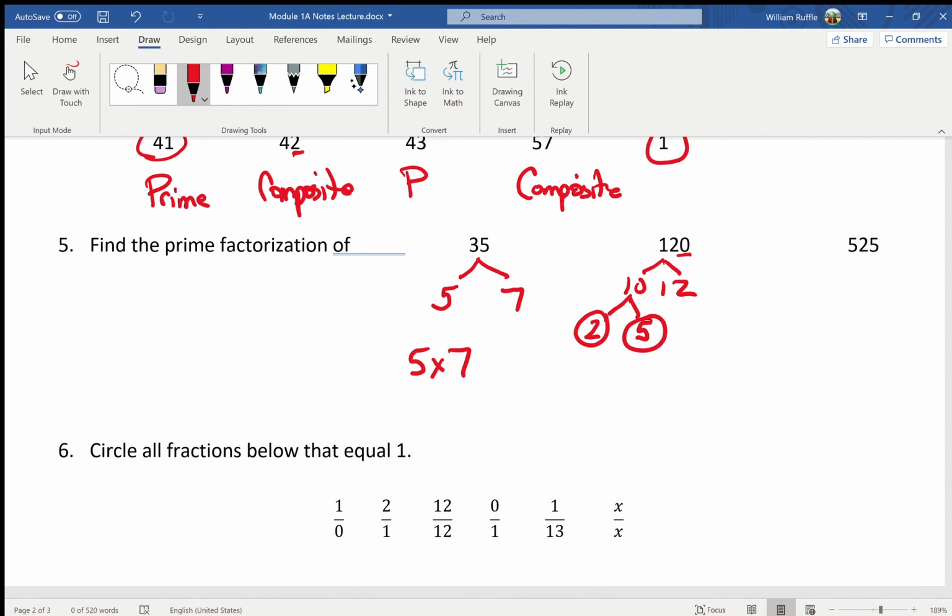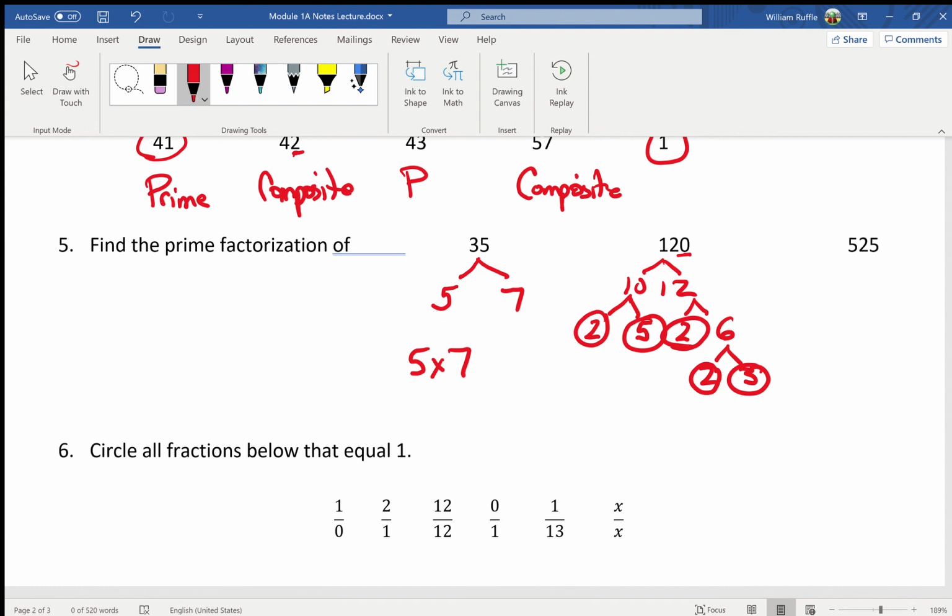Now 12, again, I could do 2 different options. I could do 3 times 4 or 2 times 6. Doesn't matter. Let's do 2 times 6. 2 is a prime number again, but 6 is not because I can split that into 2 times 3. Those are all the prime numbers. It doesn't matter what order. I could literally write 2 times 5 times 2 times 2 times 3, and it will take that as a correct answer.